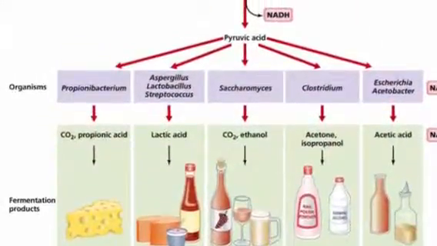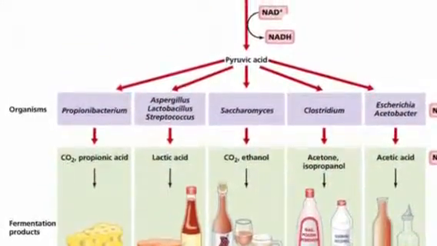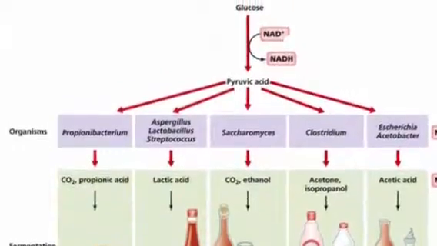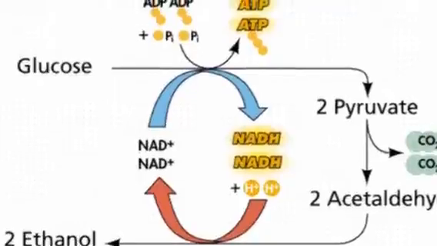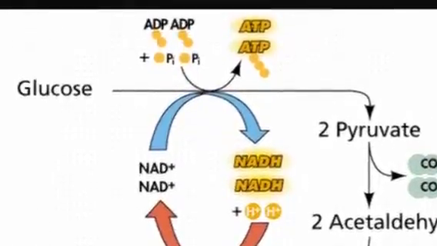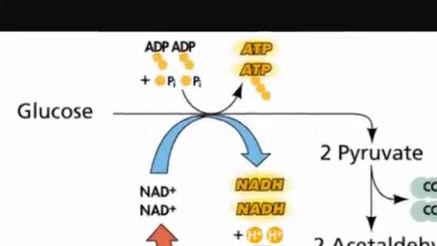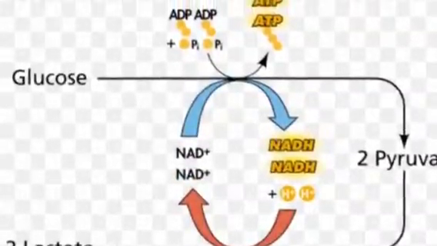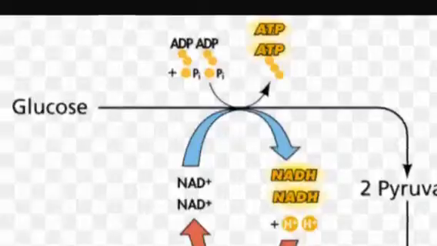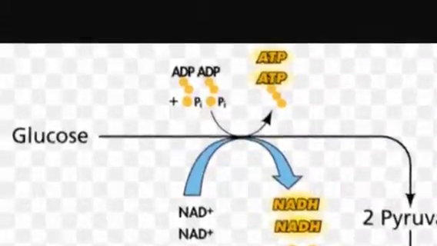Fermentation is a process that converts the pyruvic acid into a different molecule in order to regenerate NAD+. There are 2 types of fermentation, the first being alcoholic fermentation, which is where pyruvic acid is turned into alcohol and carbon dioxide. The second type is lactic acid fermentation. This is when pyruvic acid is turned into lactic acid.